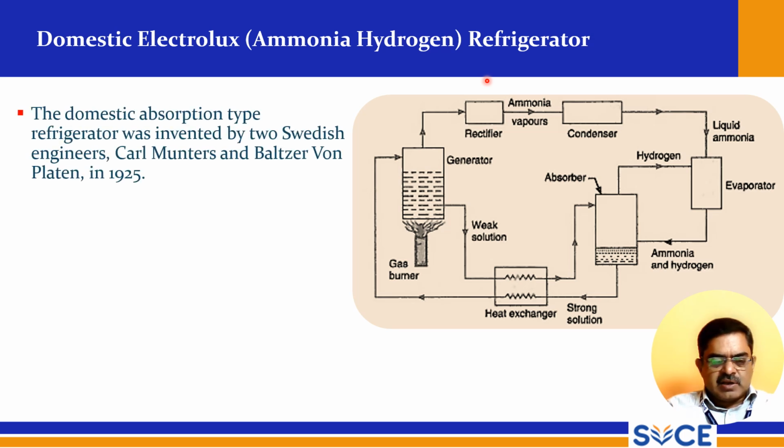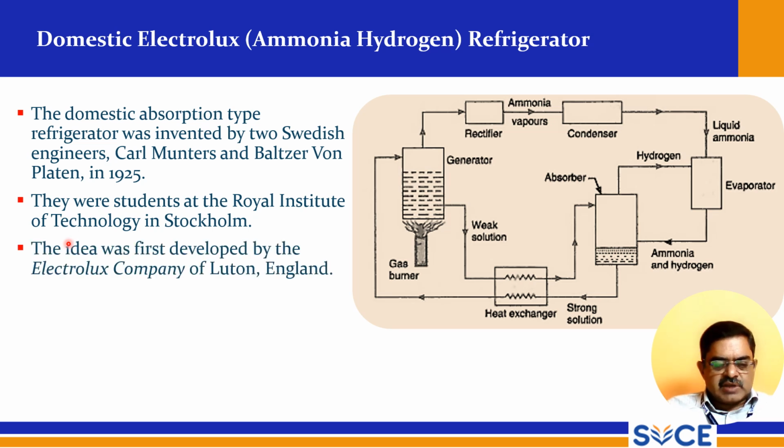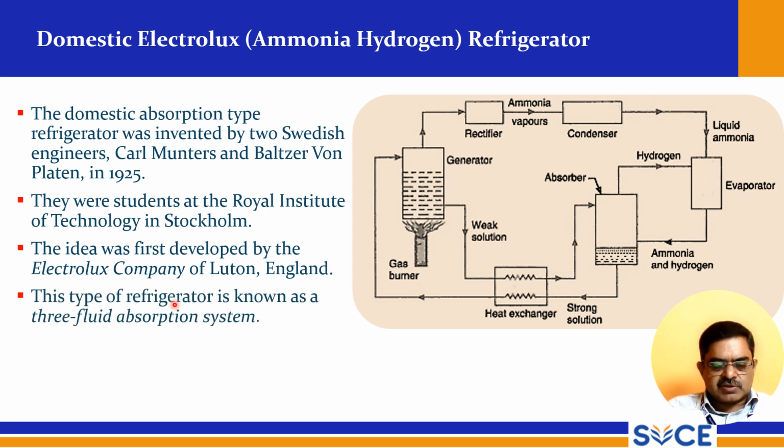We will see in detail. The domestic absorption type refrigerator was first invented by two Swedish engineers, Carl Munters and Baltzar von Platen, in 1925 itself. So in that year it was invented by these two scientists. They were students at the Royal Institute of Technology in Stockholm. The idea was first developed by the Electrolux company of Luton, England. That is why it is called the Electrolux refrigerator.